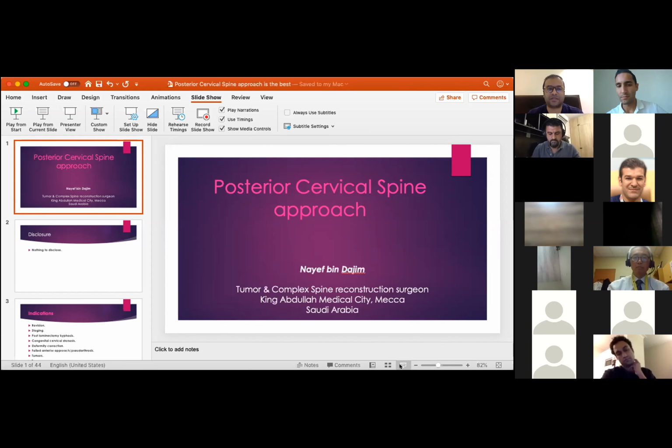The take-home message is that the most common indication is kyphosis if it's flexible and less than 10 degrees. And as Dr. Muzahim alluded to, if you have pathology at more than 3 levels, then this is an option for you. You always go where the pathology is.